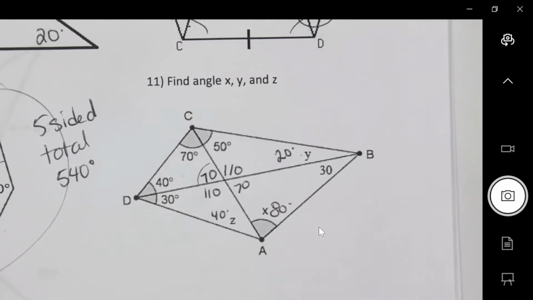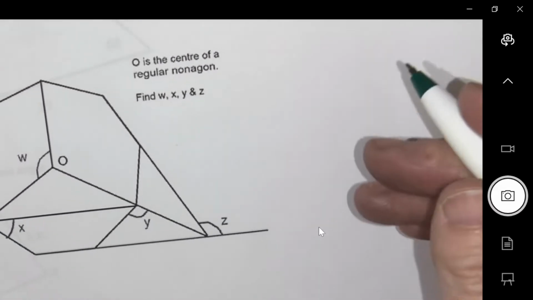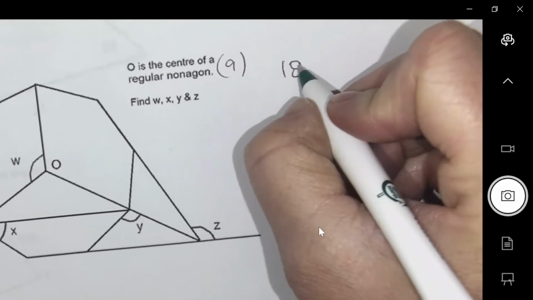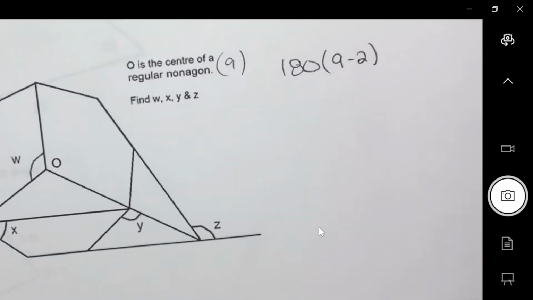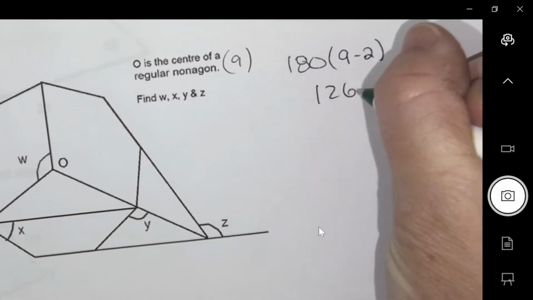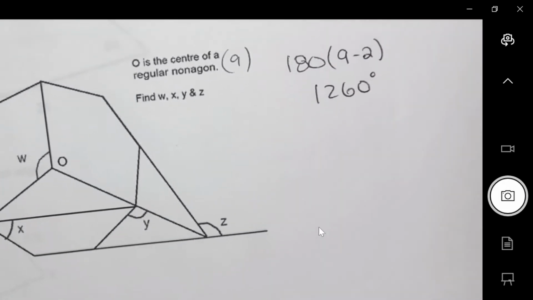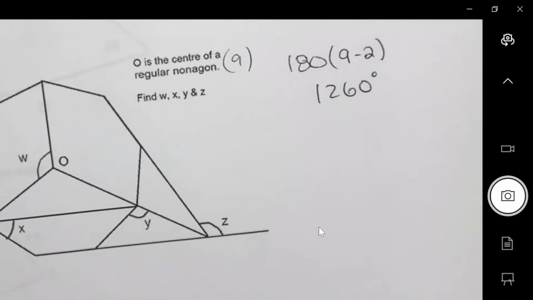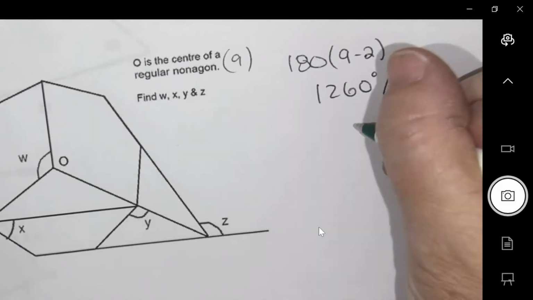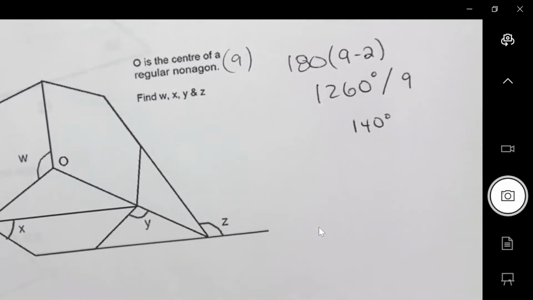Okay, number 12. We have a nonagon, which is 9 sides. So if you could count, that is 9 sides. So let's do our formula. 180 n minus 2. So 180 times 7 is 1260. And it's a regular, which means the word regular means all the sides and angles are the same. So if I divide by 9, each corner is 140.